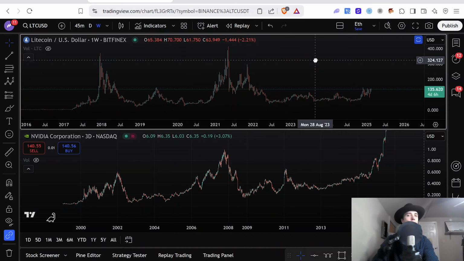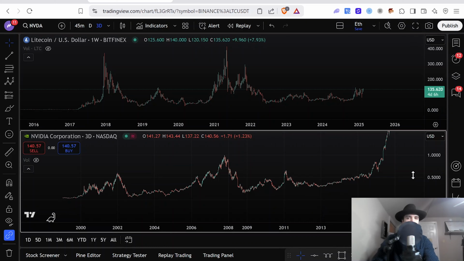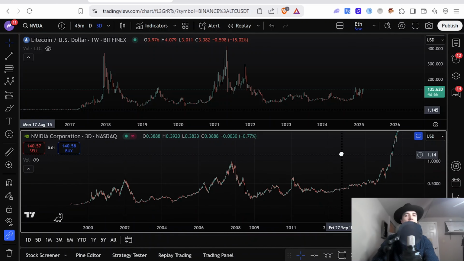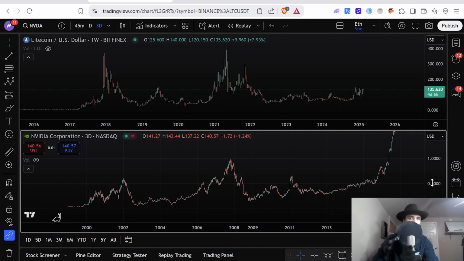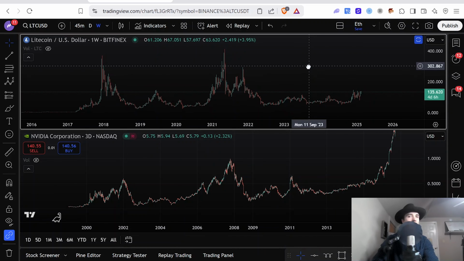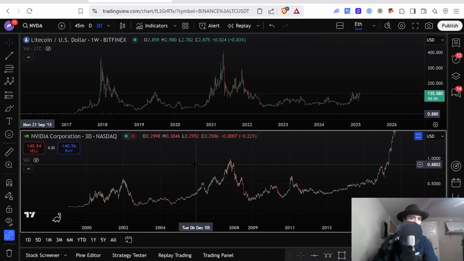And if you look at Litecoin today and you look at Nvidia, back in the day before Nvidia broke out and started its bull market, the similarities between these two charts are extremely apparent. It's actually amazing just how similar Litecoin is today to Nvidia back in the day.